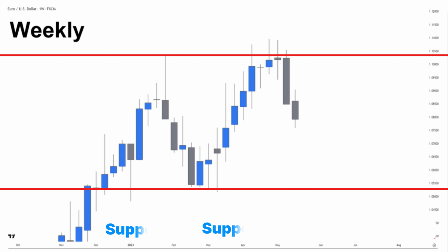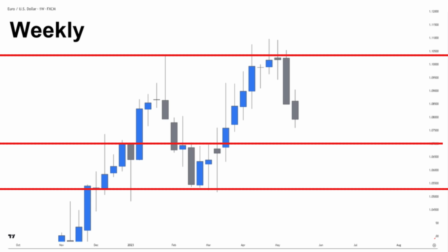Here is another key support level, which has been respected multiple times. We can also draw another structure level here. This completes everything we need from the weekly chart, just high probability structure zones where price may react again. Now, let's zoom into the daily chart.